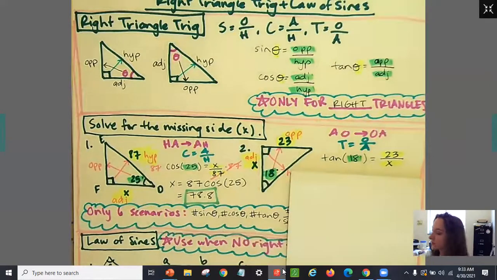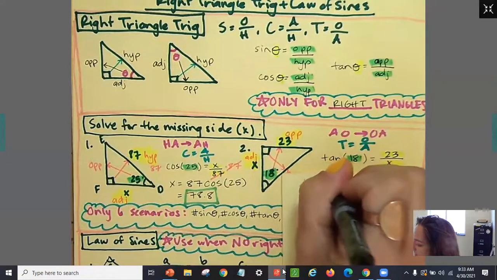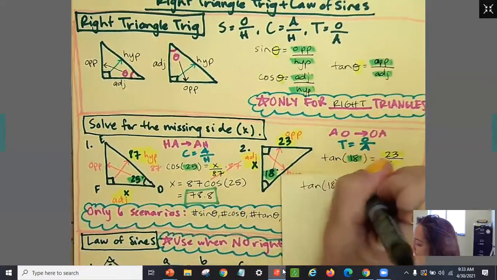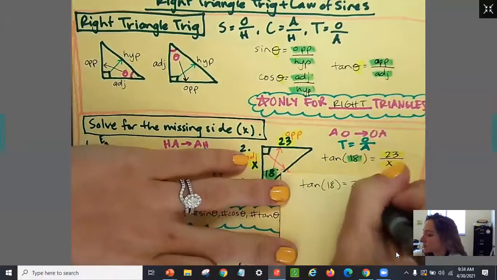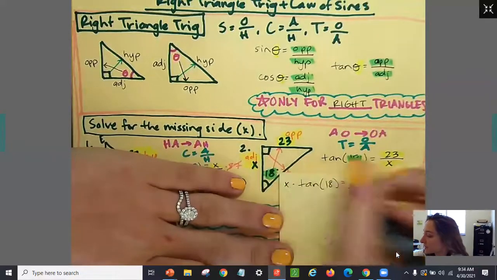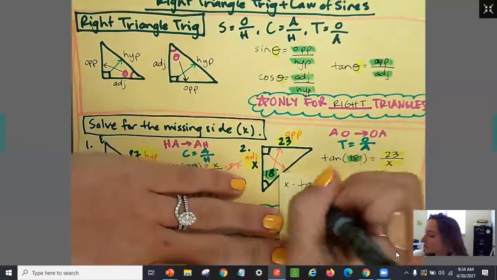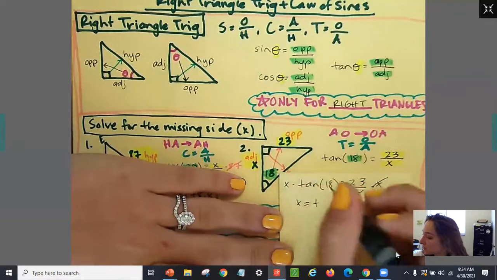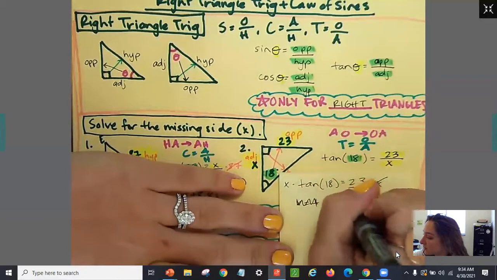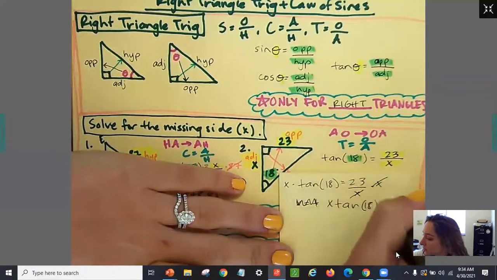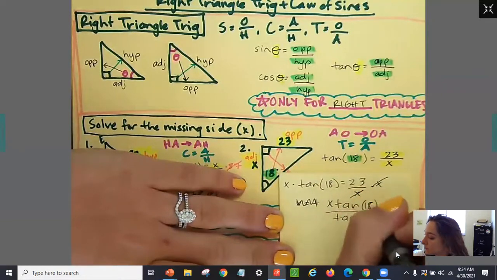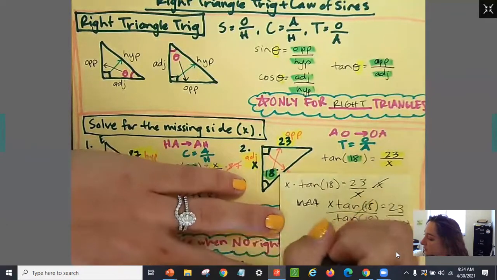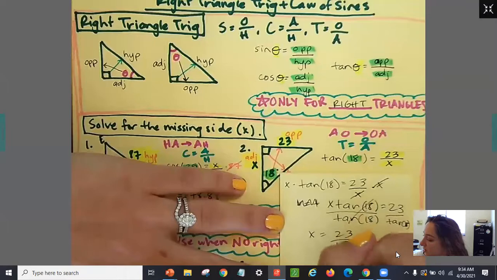All right, so here's one way you could solve this. We have tangent of 18 equals 23 over x. The only way to get x out of the denominator is by multiplying both sides by x. So let's multiply this side by x. Let's multiply this side by x. The x's are going to cancel out of here. We're going to get x tangent of 18 equals 23. And then we'd have to divide both sides by tangent of 18. So we get our final answer, x equals 23 over tangent of 18.